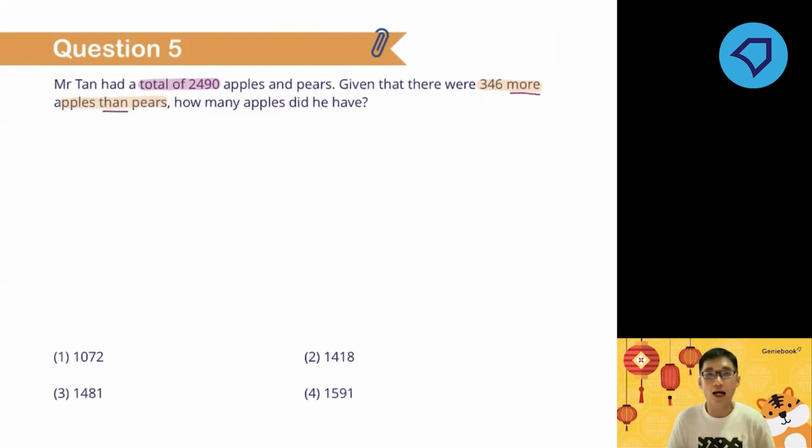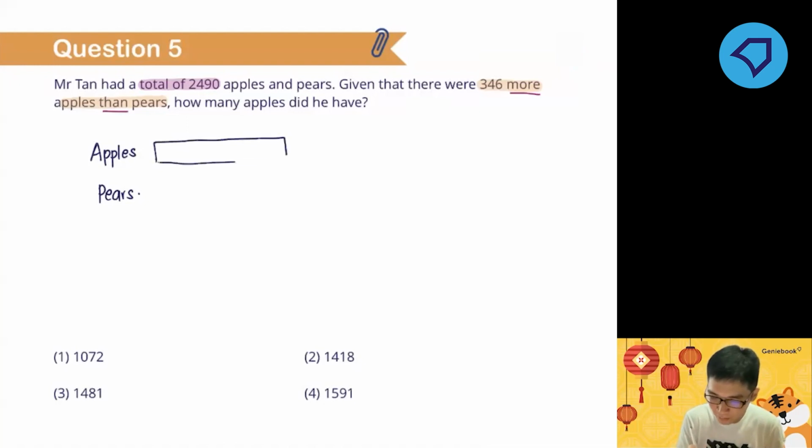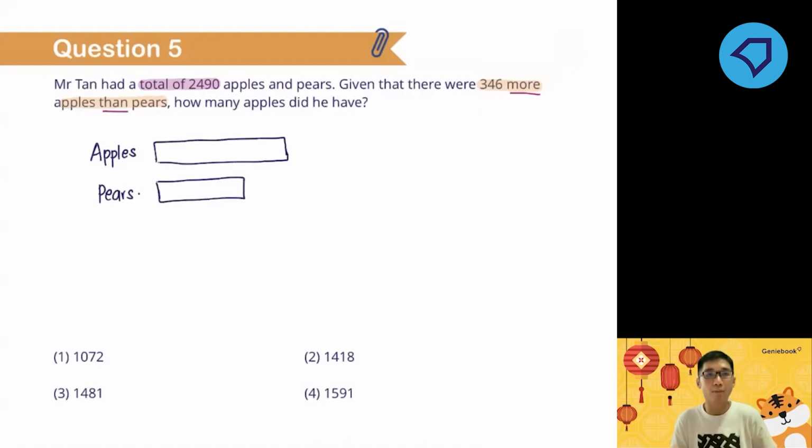Okay, so for this, I'll show you how the model looks like. But at your end, you can also try to draw the model on your own right now. So let's start with one model for apples, one model for pears. Now because I know that there are more apples than pears, when you're drawing a model, of course, the model that you draw for apples has to be longer than the model that you draw for pears. So let's start first doing a very simple sketch like this. More apples than pears.